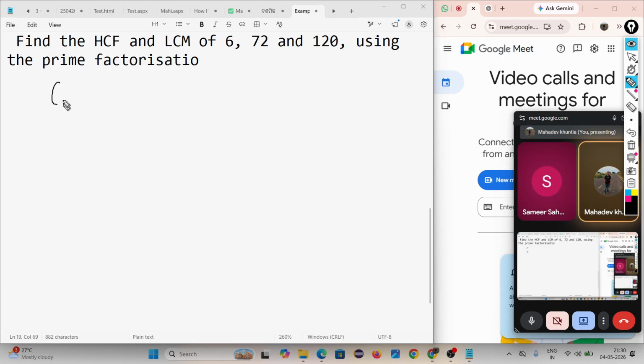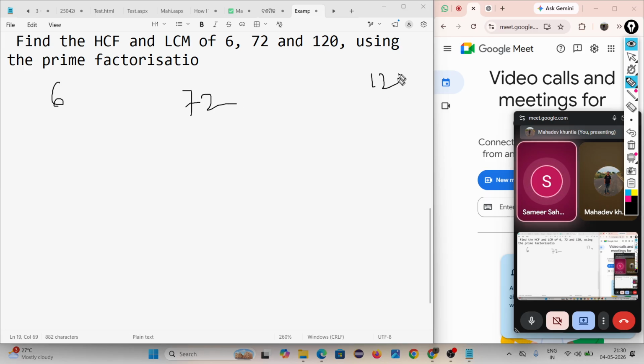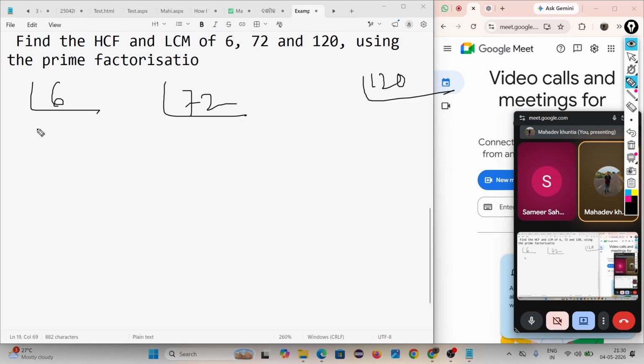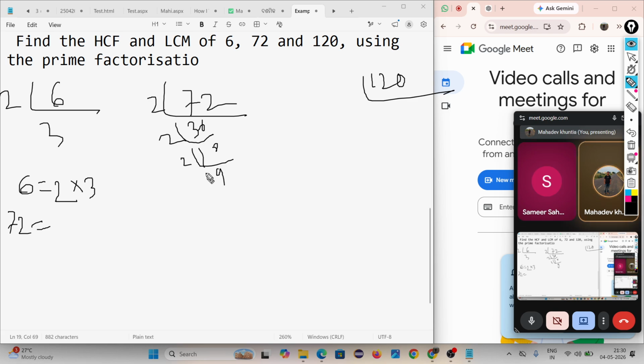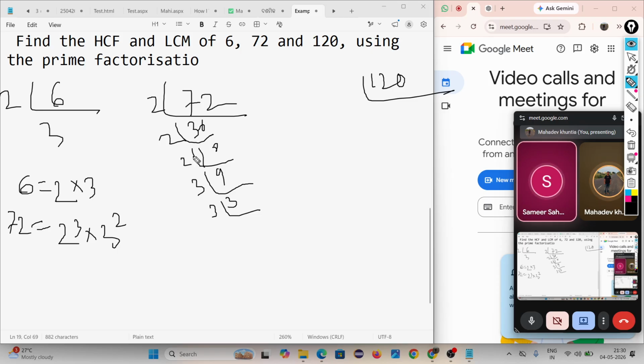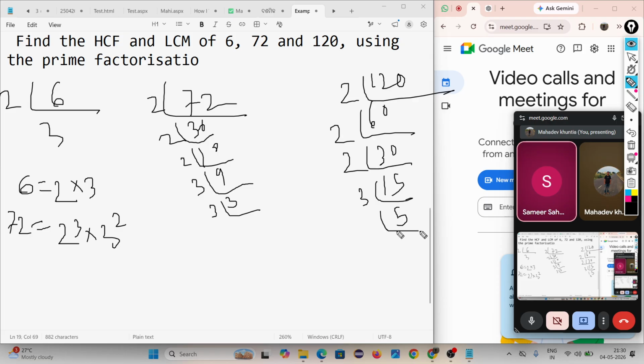So here, look: 6, 72, 120. 6 equals 2 into 3. 72 equals 2 raised to the power 3 into 3 raised to the power 2. 120: 60, 30, 15, 3, 5, so 120 equals 2 raised to the power 3 into 3 into 5.